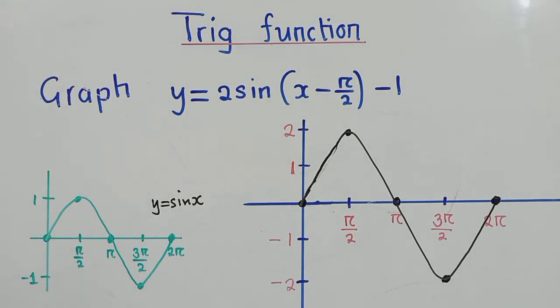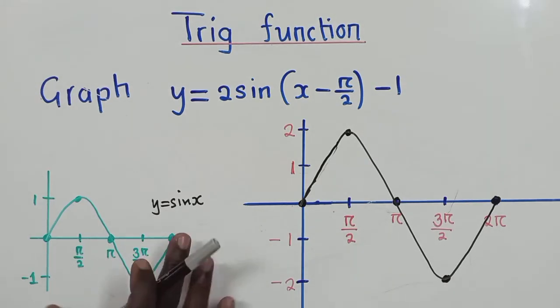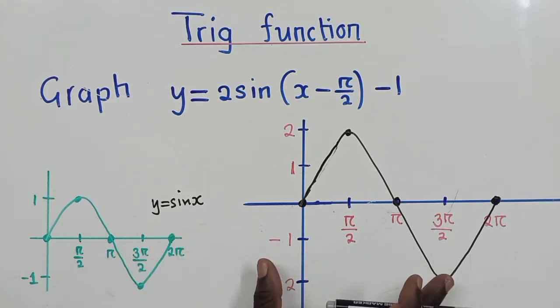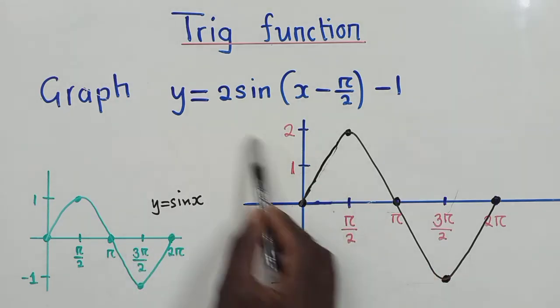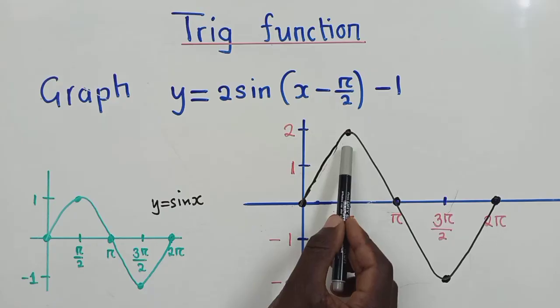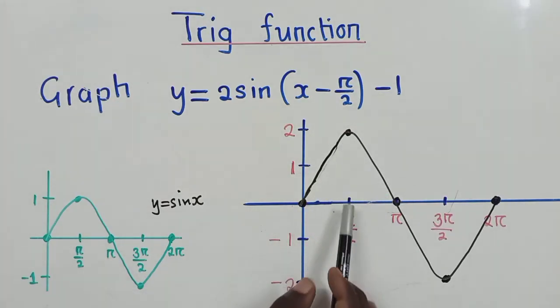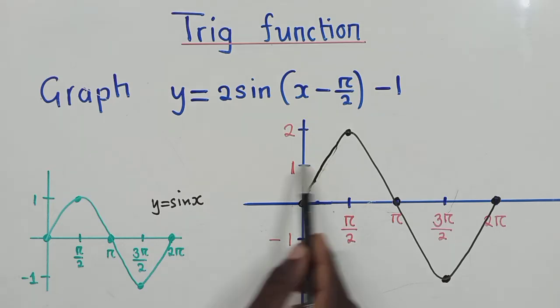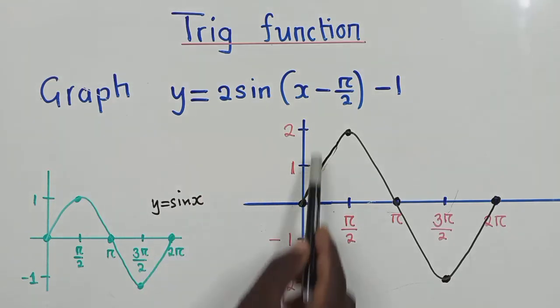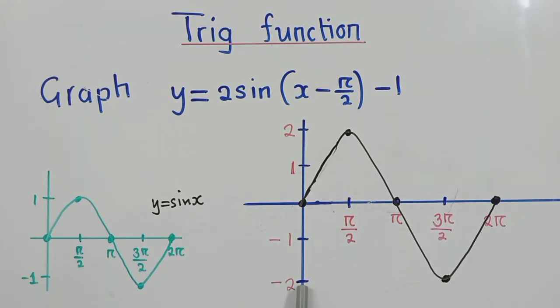So now, when you're convinced that it's like this, the only difference here is just the amplitude. We have got this amplitude, which is stretching our graph here. Here it was ending at 1. Now, because of this 2, it's going up to 2 and all the way below, up to negative 2 right here.